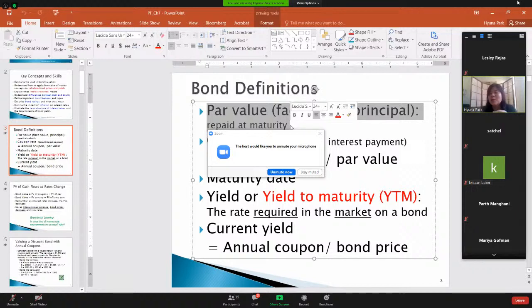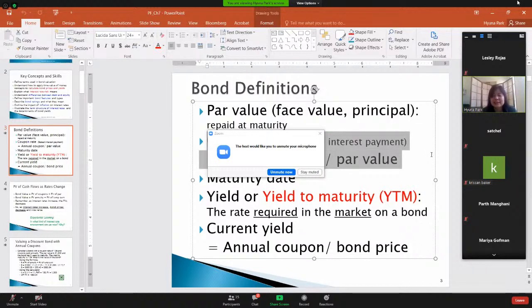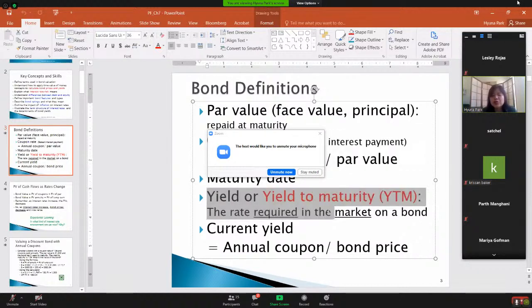And in the bond world, you should also be familiar with different interest rates. So coupon rate and yield to maturity look similar. Both are interest rates, but they are very different things. So you should clearly understand the differences between coupon rate and yield to maturity.